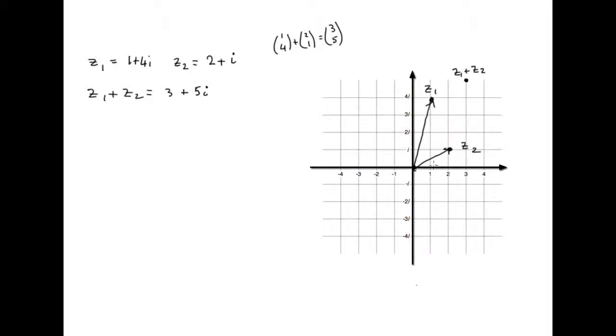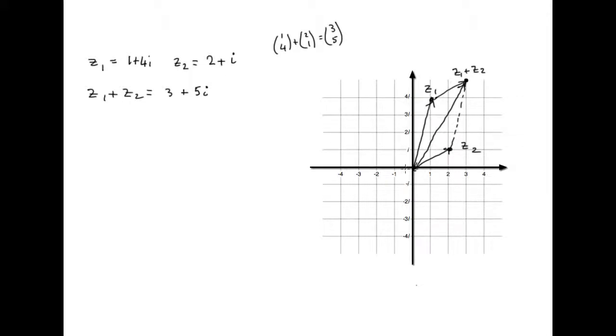And in terms of the geometry, we're doing the vector associated with z1, 1, 4, followed by the vector associated with z2, that's 2 plus i, and the resulting vector associated with the sum is the diagonal of this parallelogram that's appeared.